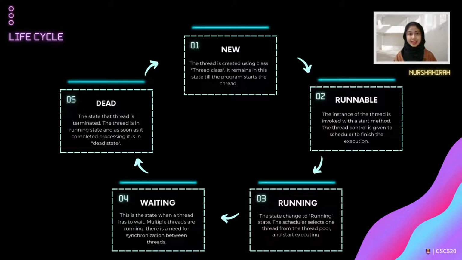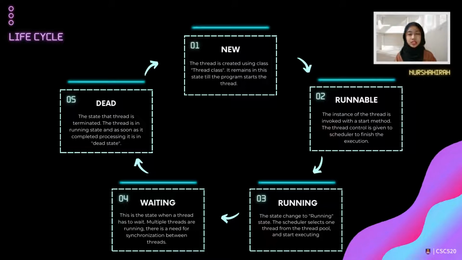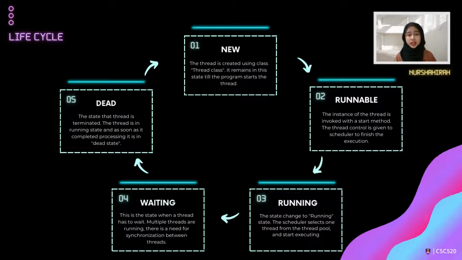Next, we will go with the second phase, which is runnable. In this phase, the instance of the thread is invoked with the start method. The thread control is given to the scheduler to finish the execution, and it depends on the scheduler whether to run the thread or not.